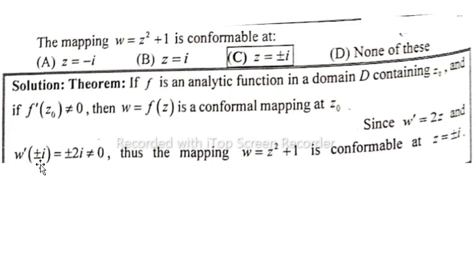W prime at plus minus iota is equal to plus minus 2 iota, which does not equal 0. Thus the mapping W is equal to Z square plus 1 is conformal at Z is equal to plus minus 1.